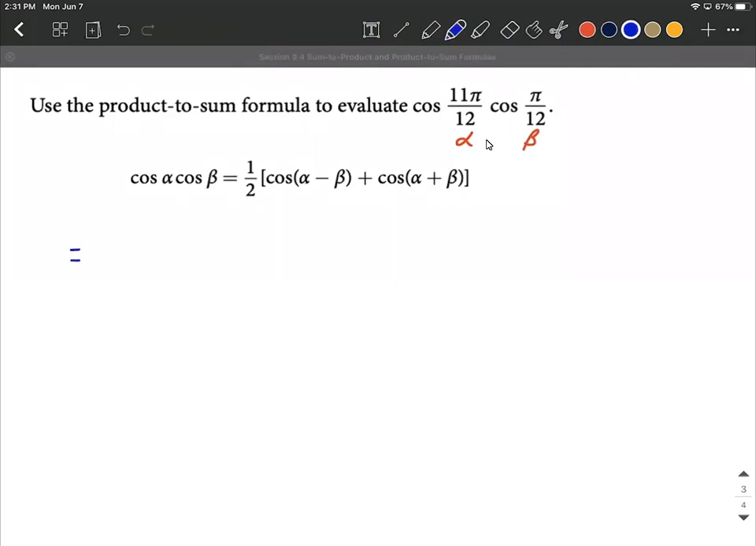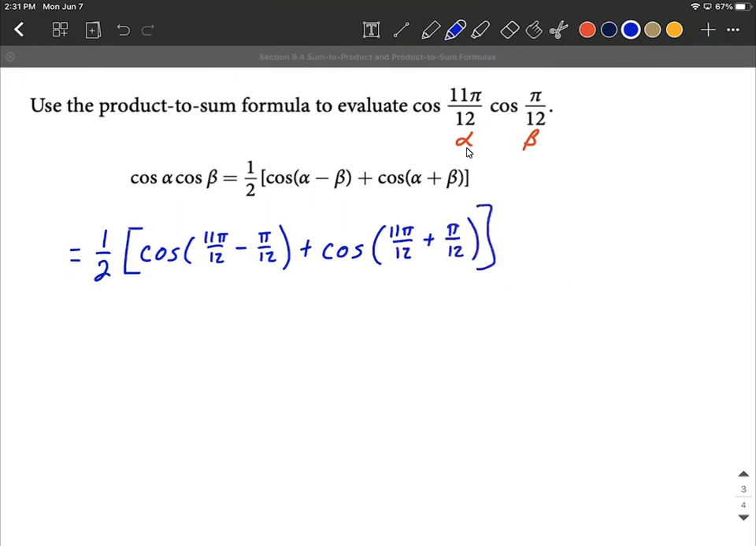So we can rewrite our original expression as 1/2 multiplied by a big set of brackets, cosine of alpha, 11 pi over 12, minus beta, which is pi over 12. To that, we're supposed to add cosine of alpha plus beta. So alpha, again, is 11 pi over 12, plus beta this time is pi over 12. We can do a little bit of reducing down. What's inside of these cosines will reduce down.